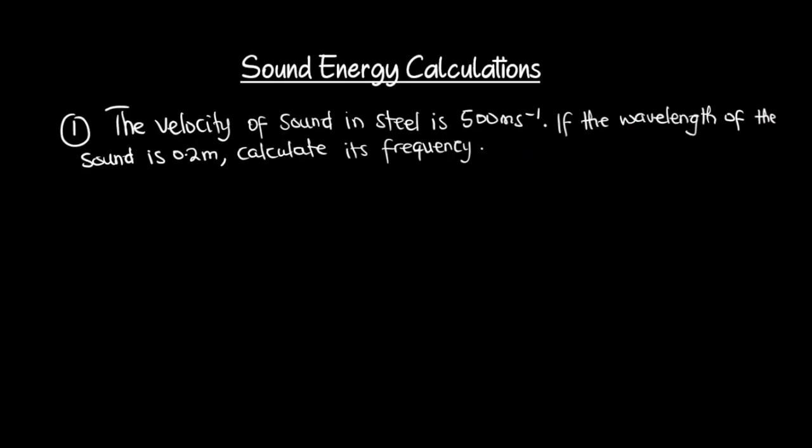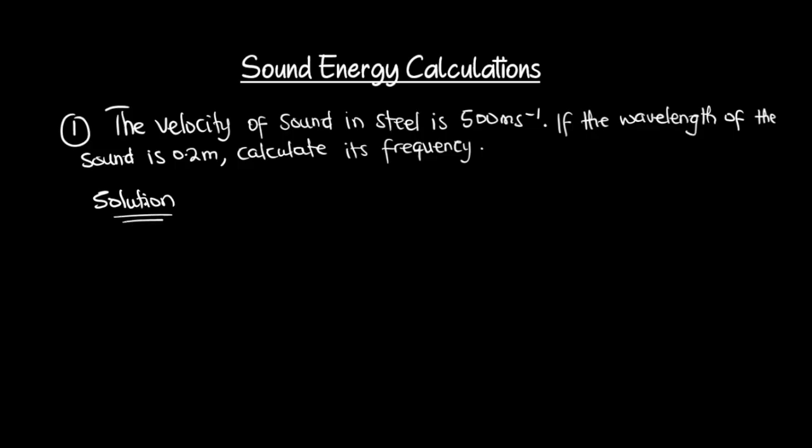In this video, we want to look at some calculations involving sound energy. Now let's look at the first example that we have over here. The question reads, the velocity of sound in steel is 500 meters per second. If the wavelength of the sound is 0.2 meters, we are to calculate its frequency. Now this is very, very easy to do. So let's look at the solution to this problem.